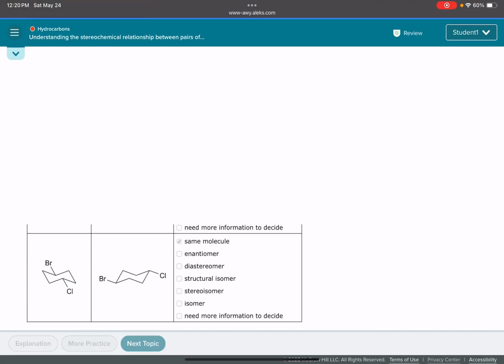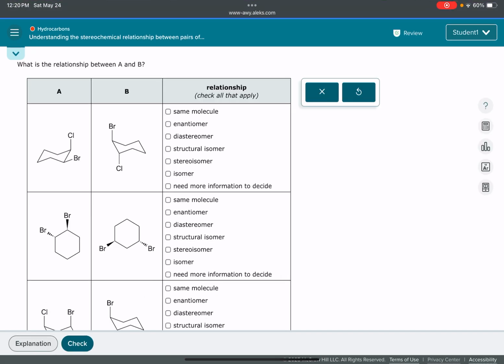Let's see if we have another version of this. No, it's the same version. Okay, so that's all we'll do for this video. You're going to have to build model sets and play around with the terms diastereomers and enantiomers and get this wrong a bunch of times before you really like it. Good luck.